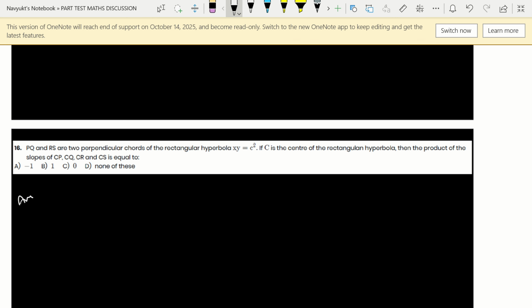We get to question number 16. PQ and RS are two perpendicular chords of this rectangular hyperbola. C is the center of the rectangular hyperbola, then the root of the slope. So CP, CQ, then this. Fine. So let's say the rectangular hyperbola is xy equal to c square. For any xy equal to c square type of rectangular hyperbola, the parametric points we take are ct comma c by t. Correct? This is the general point we take.